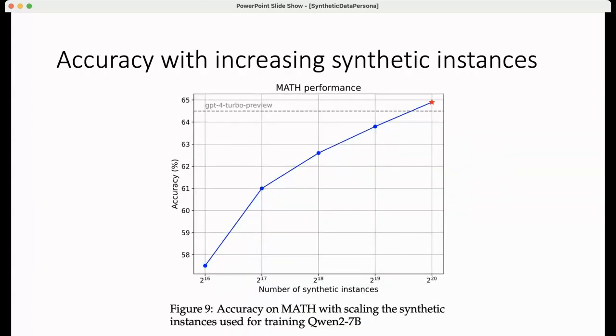And they also show the scalability: by increasing the synthetic samples, you see an increase in the accuracy. This is where they see they can exceed the performance of GPT-4 Turbo, and there's still room for improvement by using more synthetic data to train the model. It's not saturated yet.